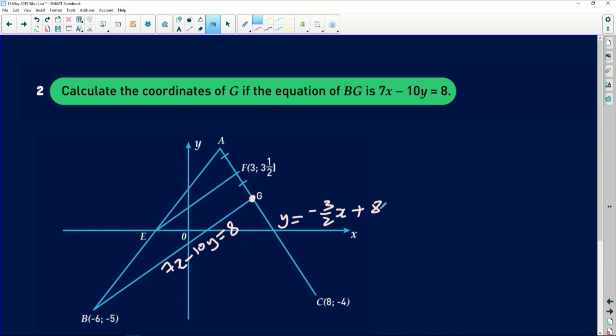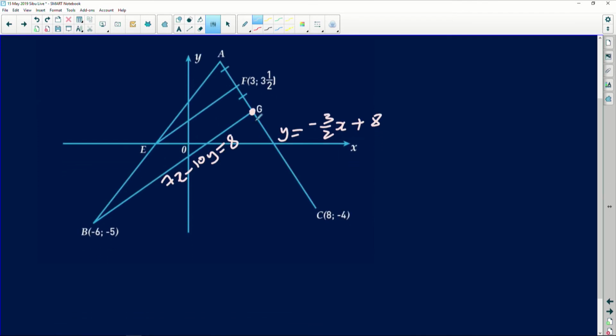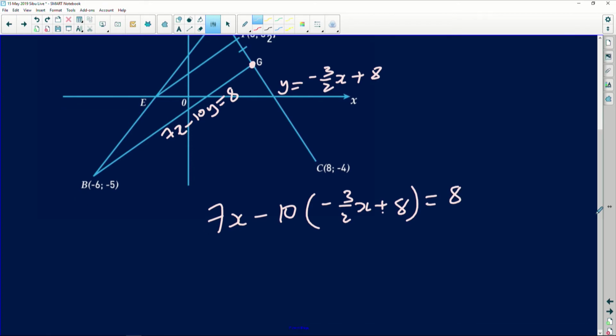A very nice point indeed. If you look at this, it's not at all complicated. We just have to solve them simultaneously and try to figure out what the coordinates of G are going to be. Now, if you try to do that, I can just simply substitute my y as minus 3 over 2 x plus 8 into the first equation. Let's see what we are going to end up with if you do this. So I'm left with 7x minus 10 into, I'm substituting that minus 3 over 2 x plus 8 for the value of y, equals 8. And if you simplify this further, what do you end up with?